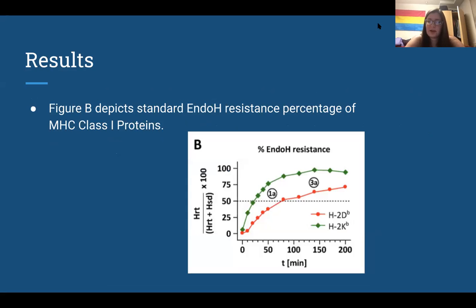Additionally, you can see in figure B that the percentage of resistant molecules was calculated and tracked over time. This data was acquired using the results of the gel electrophoresis. Clearly, you can see that the percentage of resistant molecules is increasing over time for both MHC class 1 proteins. This was consistent with the initial idea that these proteins are acquiring resistance at a certain point of the secretory pathway. Furthermore, it supported the hypothesis of the experiment, as these results clearly allowed for the determination of where these proteins are throughout the pathway and whether or not they are being degraded by endo-H.